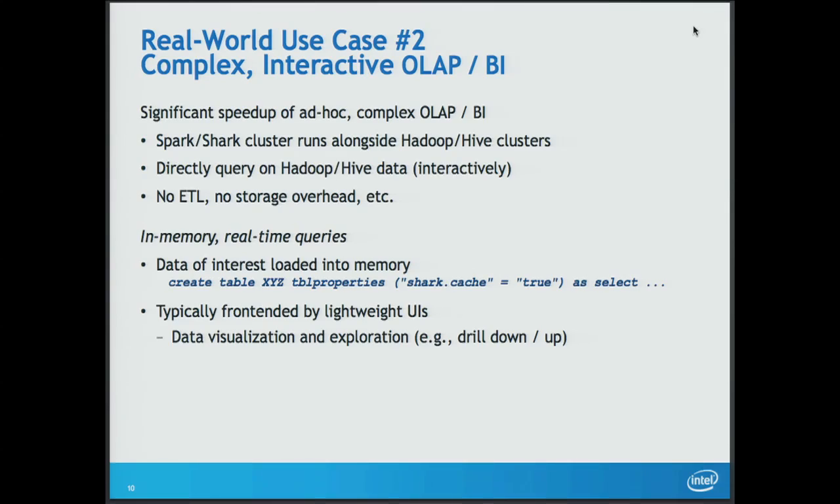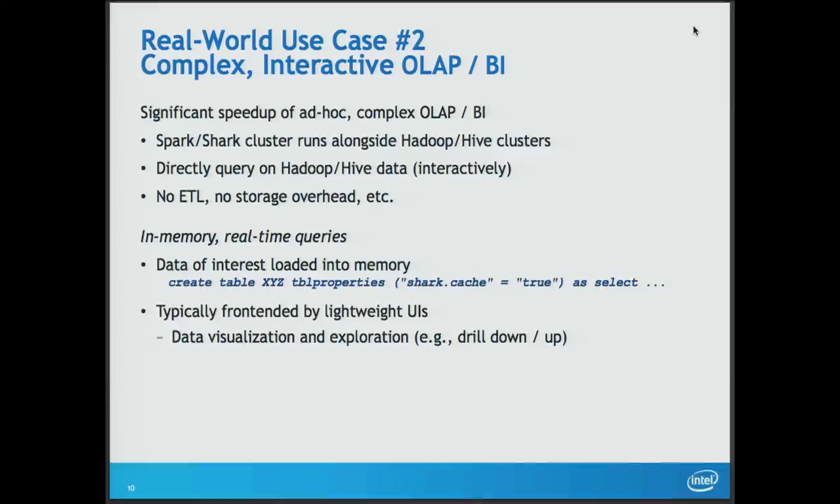Essentially, we run a Spark Shark cluster alongside an existing Hadoop Hive cluster. In a lot of our use cases, the user already has a Hadoop deployment. They collect their data into their HDFS or maybe a Hive data warehouse. To speed up the queries, we run an independent Spark cluster alongside the Hadoop deployment, so that we do not necessarily have ETL or storage overhead, but we can take advantage of Spark to significantly speed up the queries.